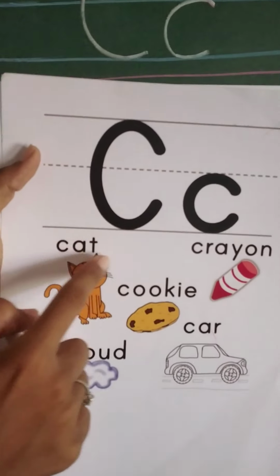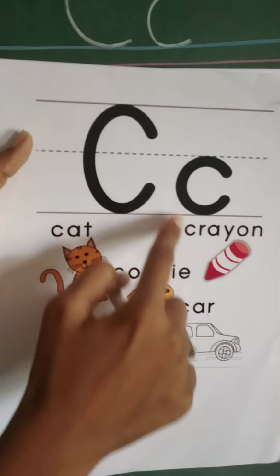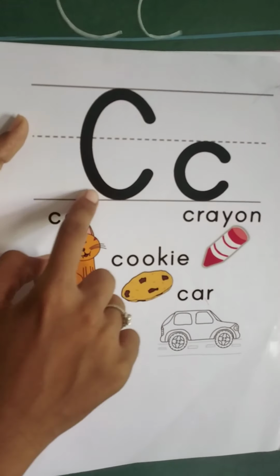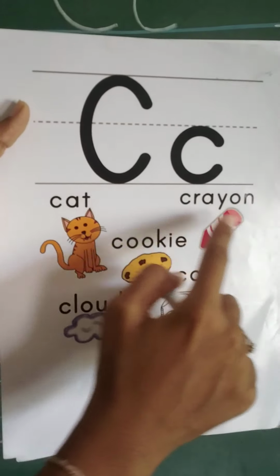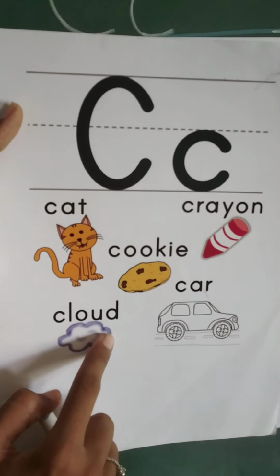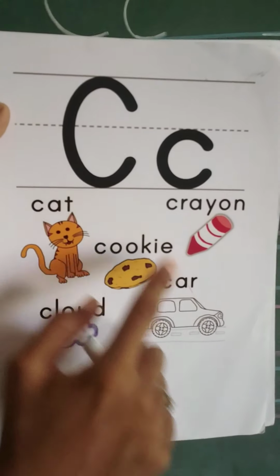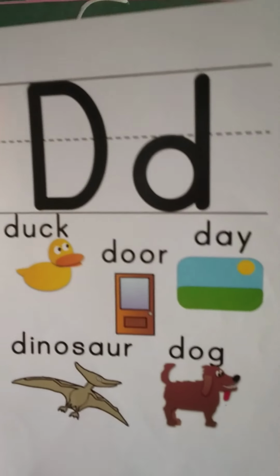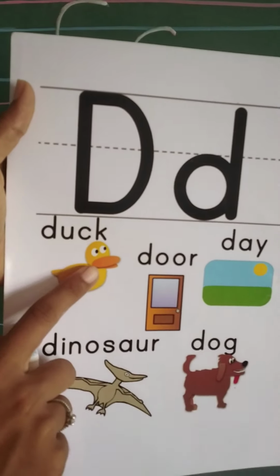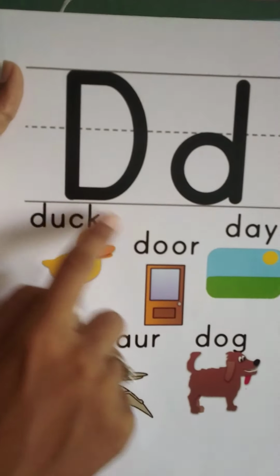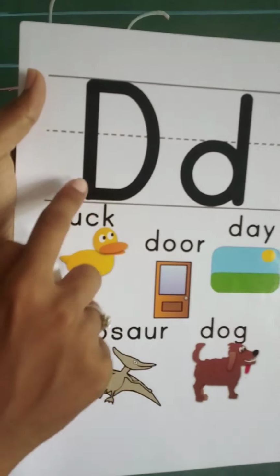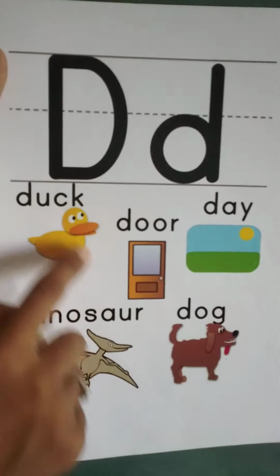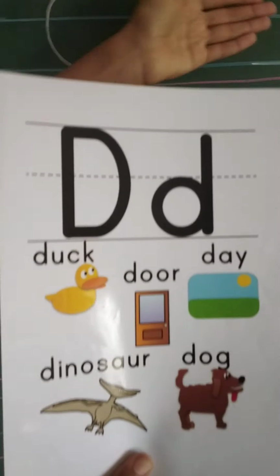C. C ka cat. C ka cookie. C ka crayon. C ka cloud. C ka card. C after which letter? Letter D. D da duck. D da door. D da day. D da dinosaur. D da dog. What we have to write here?